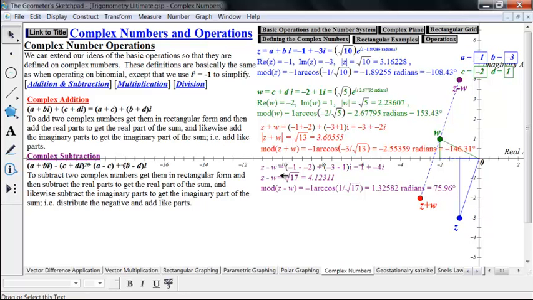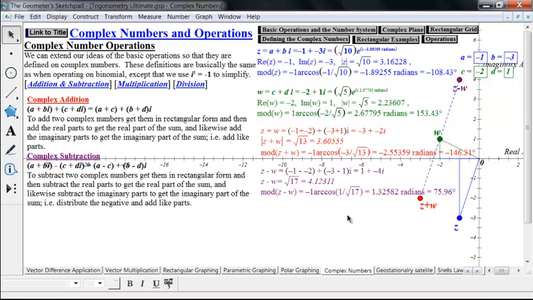Okay, so similarly, if we want to do z minus w, we go to z, and then from there we go in the opposite direction of the position vector for w. Or in other words, we just subtract their components. So it's -1 minus -2, which is -1 plus 2, which is 1 for the real component, and the imaginary part is -3 minus +1, which is -4. So we end up with 1 minus 4i.